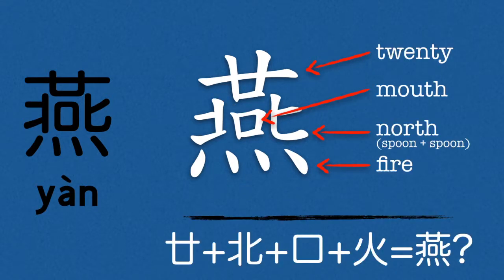So, when we put the whole character together, it looks like complete nonsense. And it is. How did we end up with a type of bird being represented by assembling together the symbols meaning 20, mouth, north, and fire? If the language has so many other symbols that just directly show you a picture of a bird, why was it necessary for the language to resort to this complex combination to indirectly suggest its meaning?